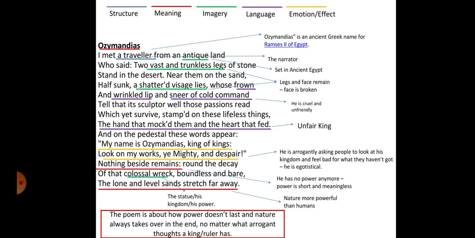In the bottom box, I've just tried to summarize the overarching meaning of the poem. The poem is about how power doesn't last and nature always takes over in the end, no matter what arrogant thoughts a king or ruler has. Hopefully that's a good starting point with regards to the meaning of the poem.